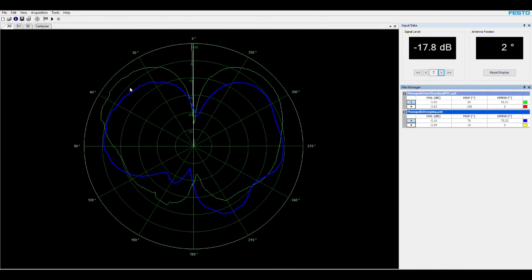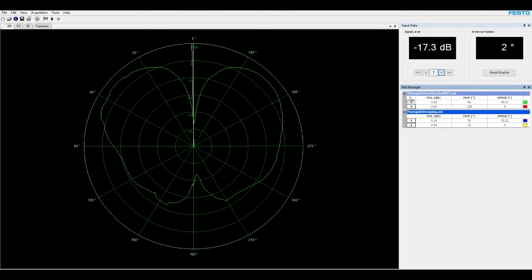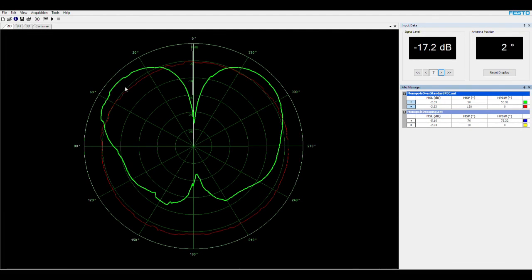If I want to be accurate, for the E plane of the standard ground plane, we have about -2 dB maximum signal level. For the other one, the way that we measured, we are about -5 dB. I'd like you to justify why we got this result. So if I focus now on the drooping monopole and bring up its H plane, and then go to the standard monopole and look at its E plane, definitely this area is the maximum of the E plane, but the maximum of the H plane does not intersect that. That's an issue for the standard monopole that you should discuss.